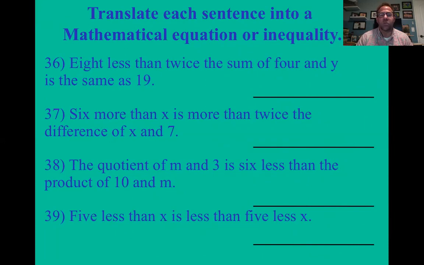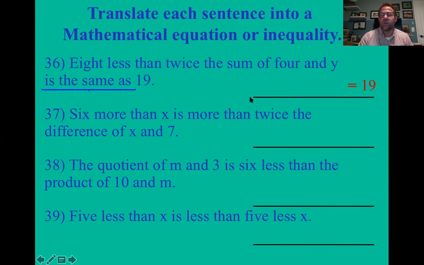8 less than twice the sum of 4 and y is the same as 19. Whew, it's making my head hurt just reading it. Okay, so here we go. Let's try to break it apart, deconstruct it. So the first thing that I see is the phrase is the same as. Well, in math, this is just kind of common sense. In math, when we say something's the same as something else, what symbol do we use? That's right, we use equals. So this would be equals 19. So this part is already taken care of. This is the same as 19.